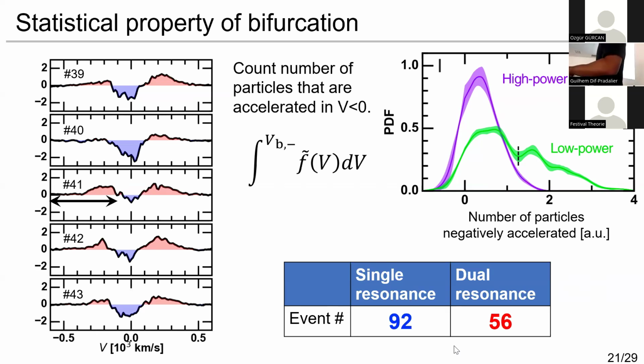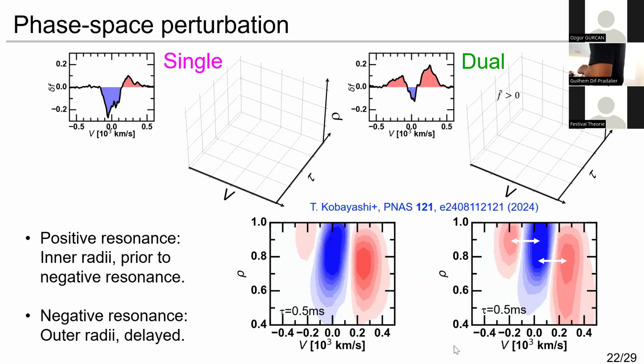And if we count up the number of events for single and dual resonance, we have 92 and 56 events. So let me apply the phase space tomography for the single and the dual resonance. We don't see a slope here, but for the single resonance, we have a negative-positive pair of extruder components as a function of rho, so velocity times space. And for the case of dual resonance, we see an additional structure in the negative velocity region of the extruder component.